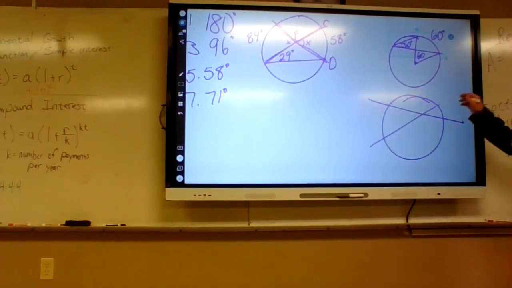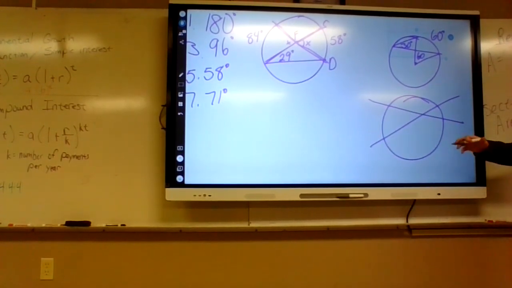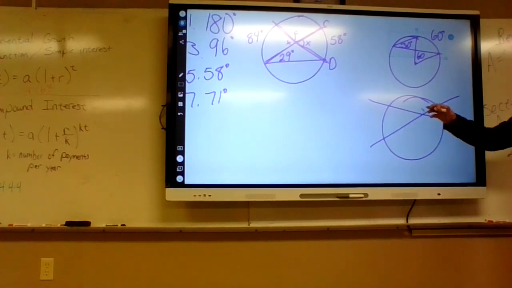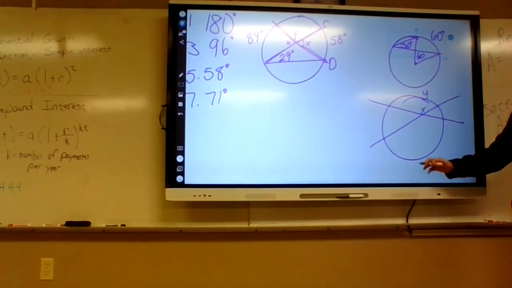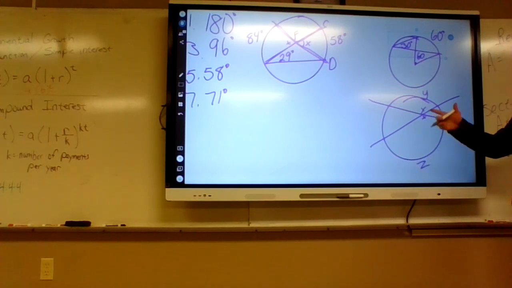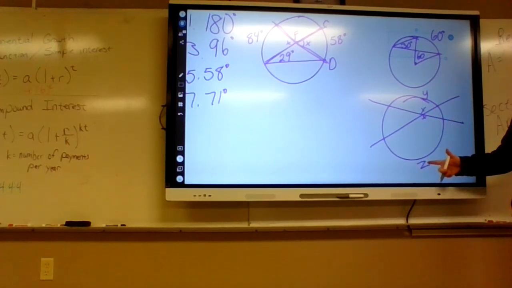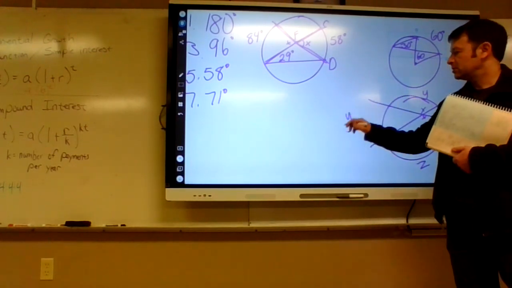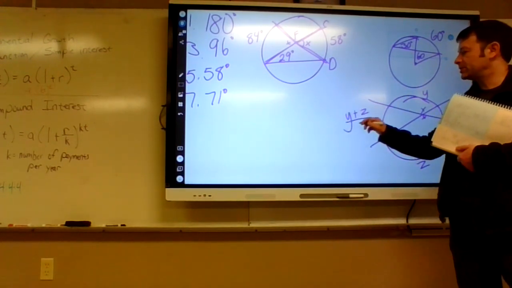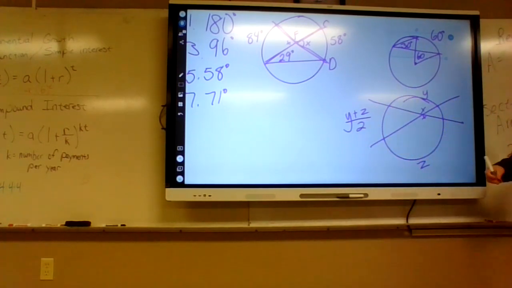Okay, then right after that, what we did was, when you have two lines that cross somewhere in the middle, like we'll say angle X right here, you do arc Y plus arc Z divided by 2. That's what we just did on our last problem, basically. You do the arc it intercepts plus the other side of the arc that's intercepted, divided by 2.